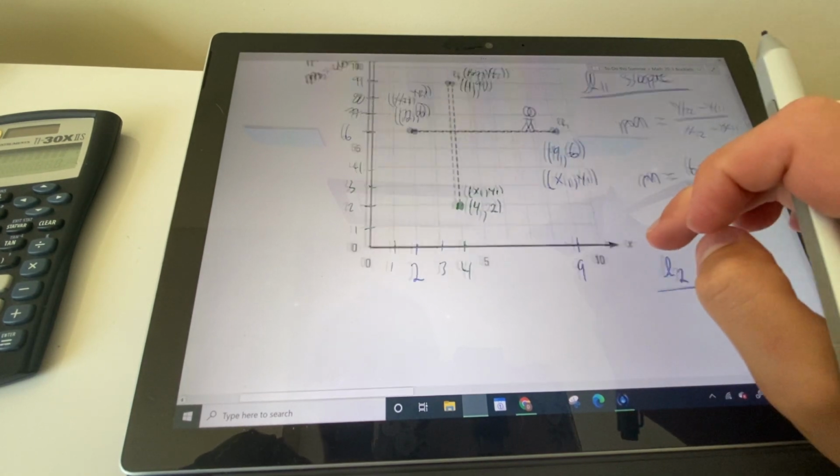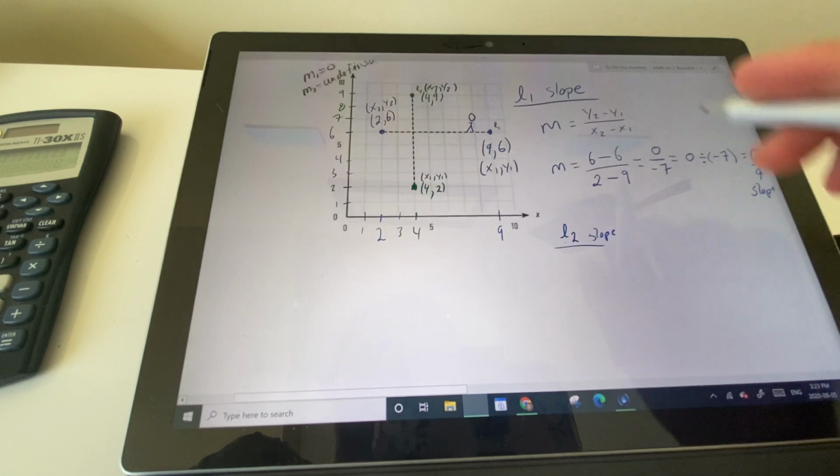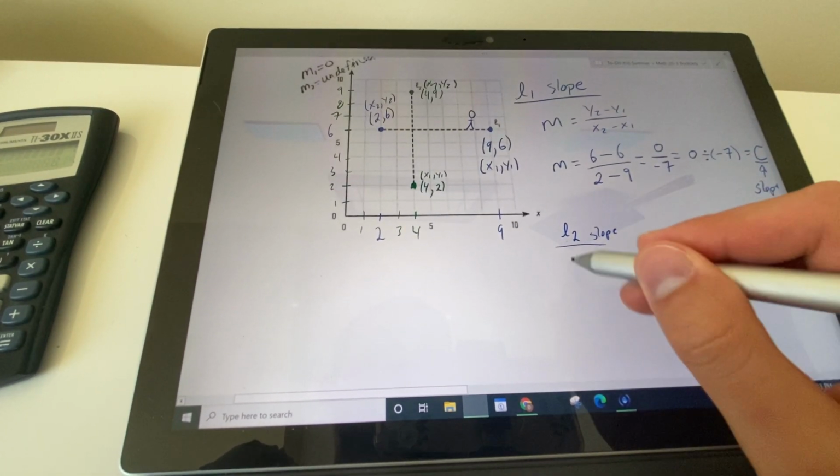Okay, so now we have some values. We're going to use this exact same equation here.